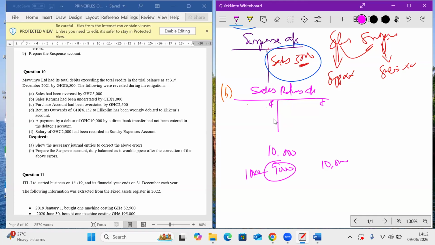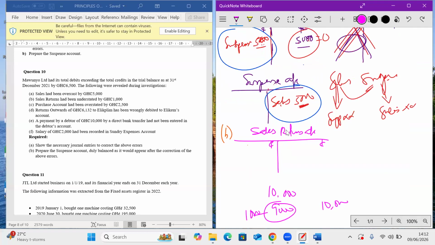Yes. And if the sales account has a credit balance, sales returns is the opposite side. It will have a debit balance. Are you good? Yeah. So we cannot write the 1,000 here, but we know that the 1,000 is a shortage.